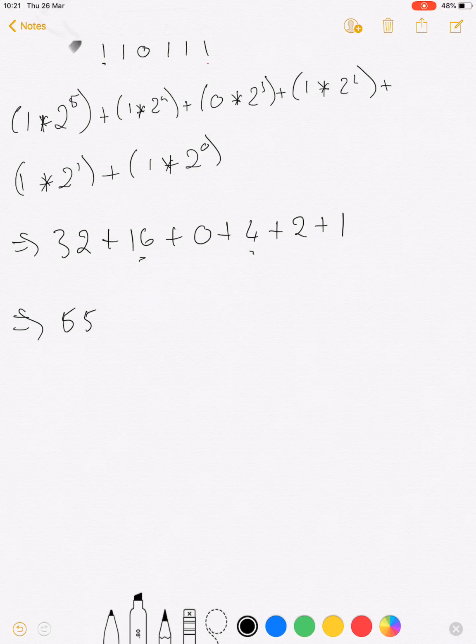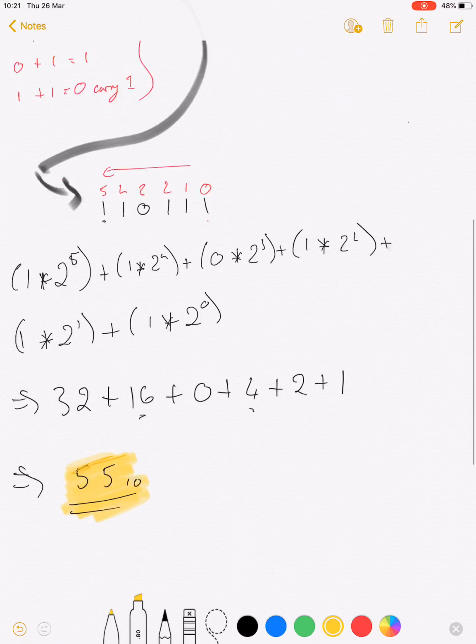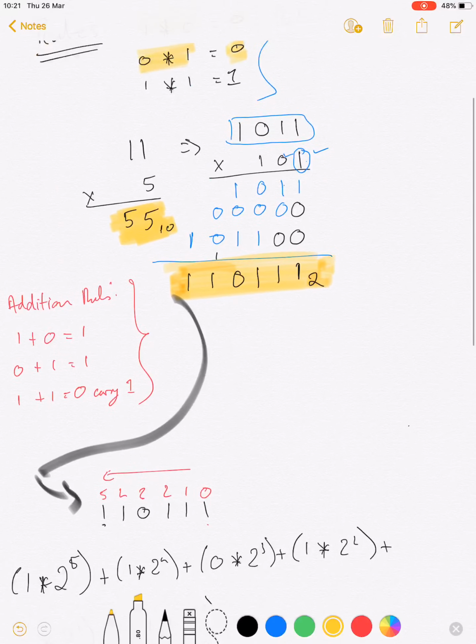Oh, that looks a bit like a dodgy 55. But we can see that what we ended up getting was 55. Okay, so let's just have a little recap here.